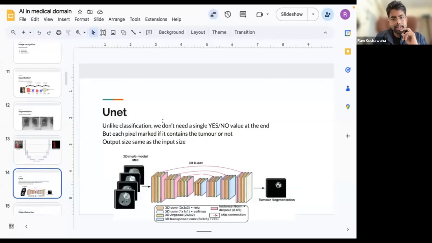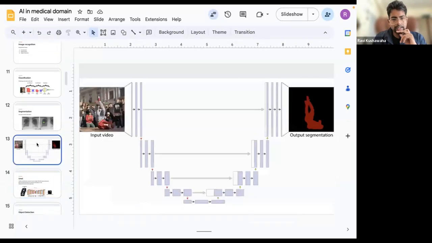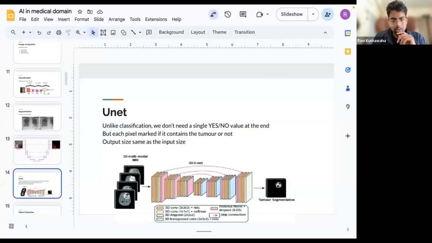So unlike classification, we don't need a single yes or no value at the end, but each pixel is marked as to whether it contains the tumor or not. Here you can see at the end, we have the output size equivalent to the input size, because for each pixel you need to tell whether there is a tumor or not. This is a 3D MRI scan, and after applying the UNet model, we will get the tumor segmentation. So for each pixel, you will tell either there is a tumor or there is not a tumor. This will be needed.